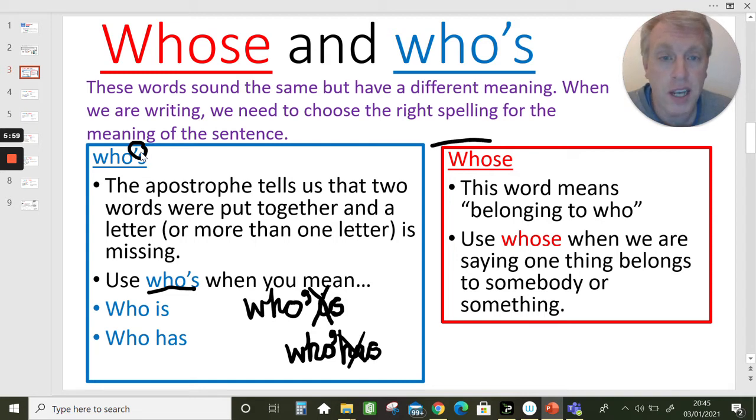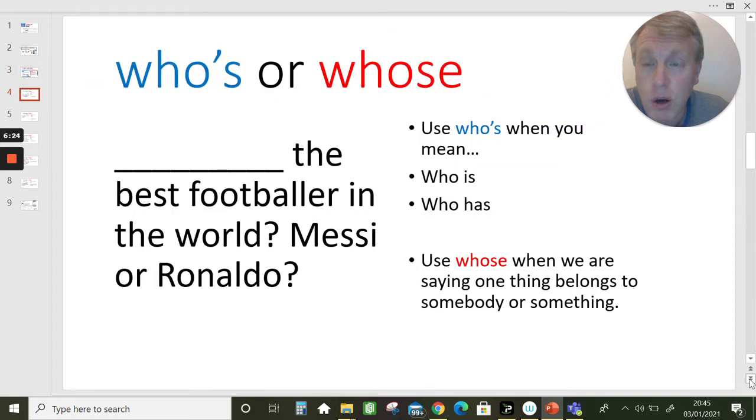Now, looking across to here, whose, that does not mean who is or who has. That means belongs to who, or who does it belong to, or belonging to who. So we use that red whose when we are saying one thing belongs to somebody or to something. We'll do a few practice examples and then I'll set you off on your work. So, let's look at the sentence. It's a blank. We've got to choose the blue or the red whose. So we know it's going to say, who's the best footballer in the world? Messi or Ronaldo?